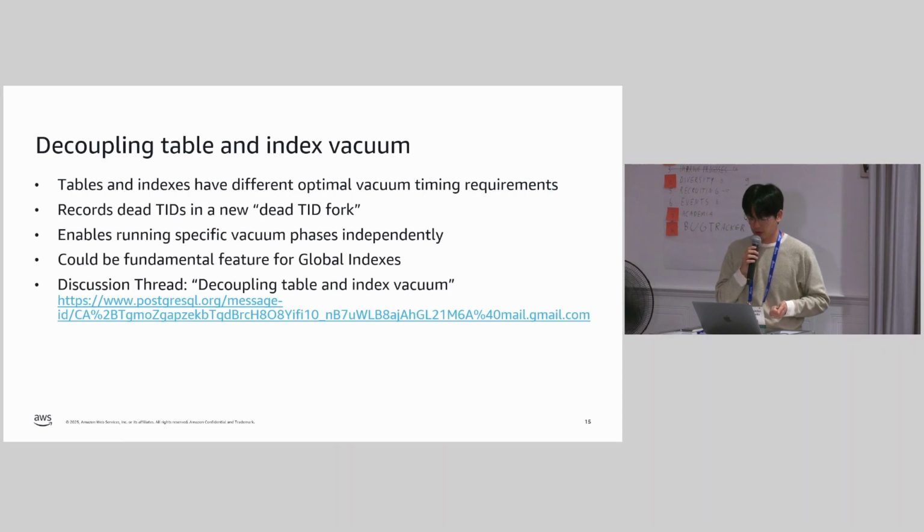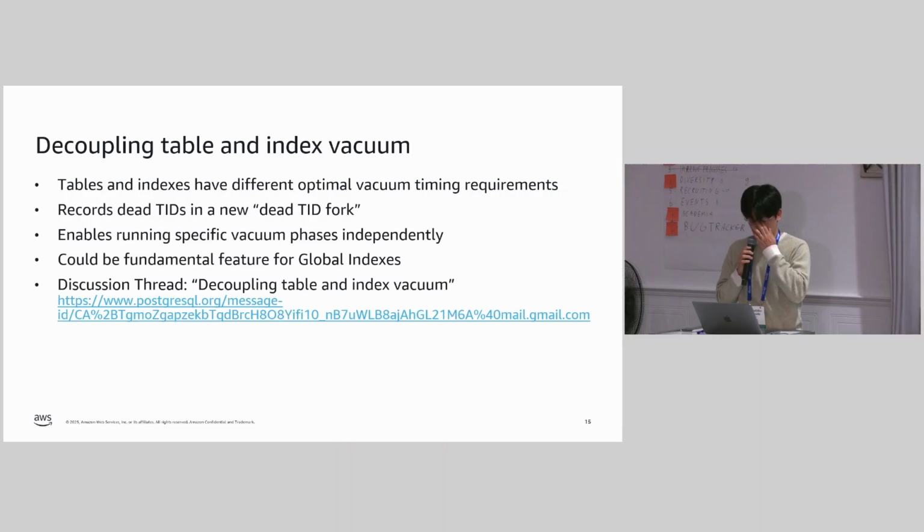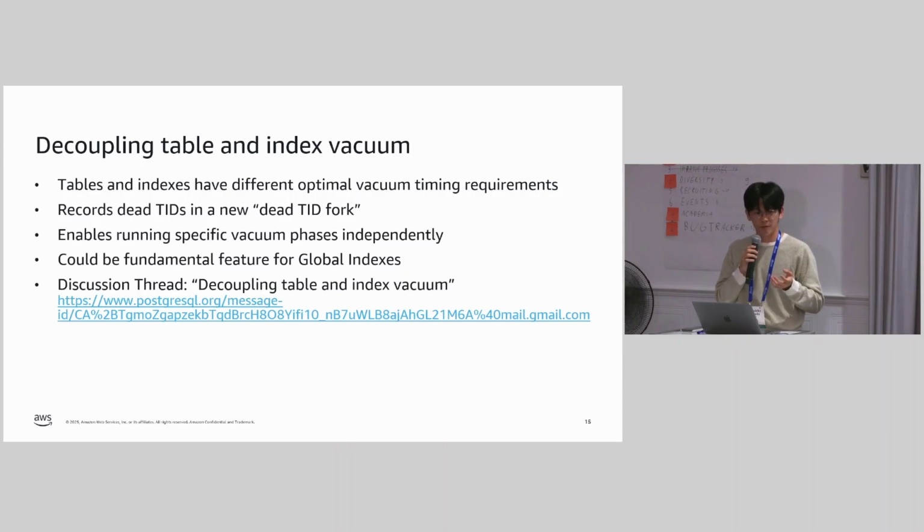Also, this could be a key feature for implementing global indexes. We don't have global indexes yet, but assume a partitioned table where each partition has a local index, and there is also a global index which indexes tuples from every partition. If we try to vacuum such a partitioned table in a naive way, we would probably end up having to vacuum the global index every time we vacuum any partition, which is fairly expensive.